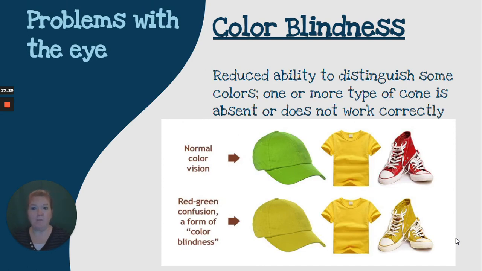Colorblindness, more common in males because it's a sex-linked trait. It's the reduced ability to distinguish some colors. Colorblind doesn't mean you can't see any color. It means you have problems distinguishing certain colors. So one or more types of cone is absent or doesn't work correctly. So you can see normal color vision, you can see red and green. In red and green color blindness, they all look yellow, right? So it's hard to tell the difference.